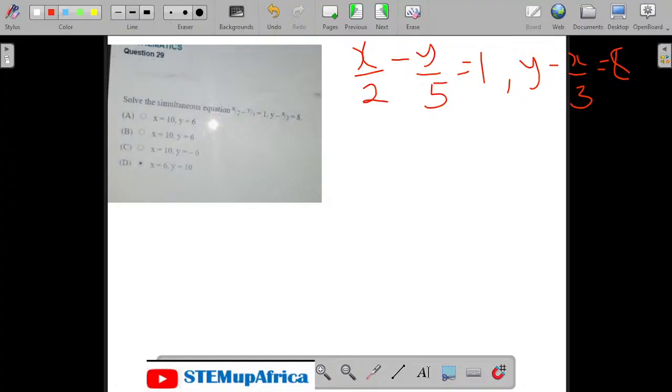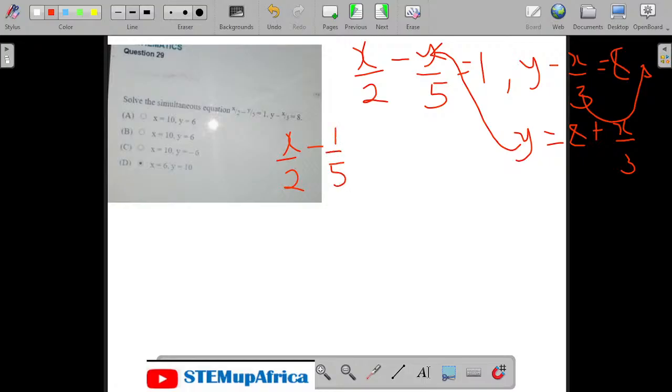So all I need to do is to make y the subject of the formula from equation 2 and substitute it into equation 1. So x over 3 has to come this way to become positive, because of the negative value there. So my y becomes 8 plus x over 3. So substitute y now in place of this y, so you can determine x. So I'm going to have x over 2 minus 1 over 5, bracket, 8 plus x over 3, equals 8.